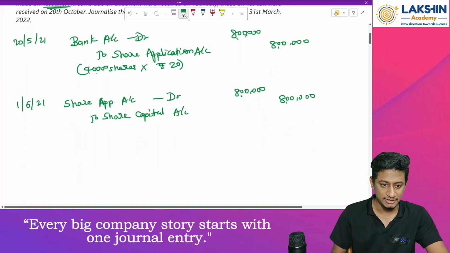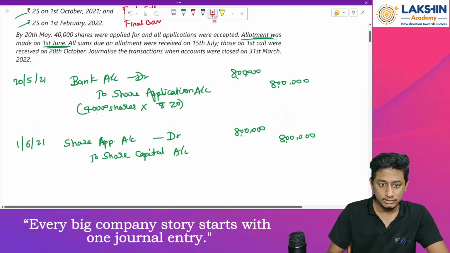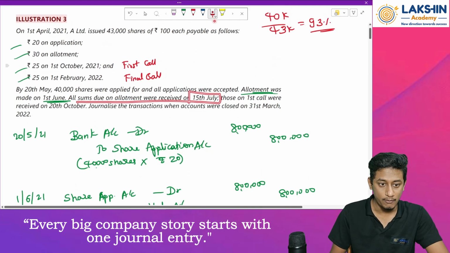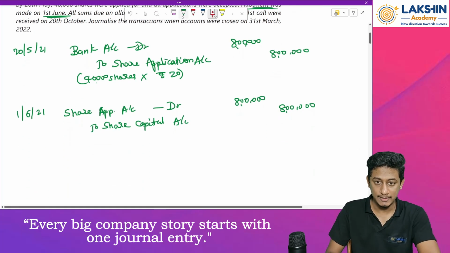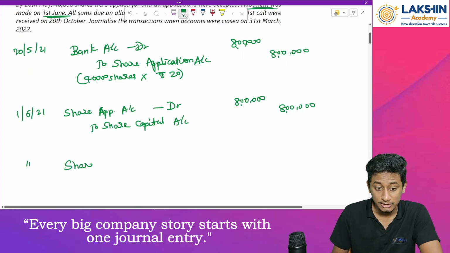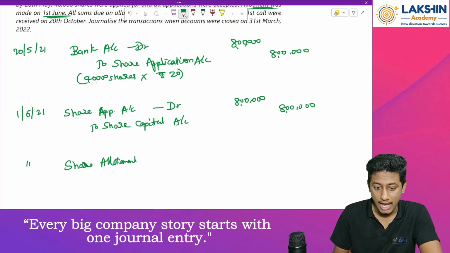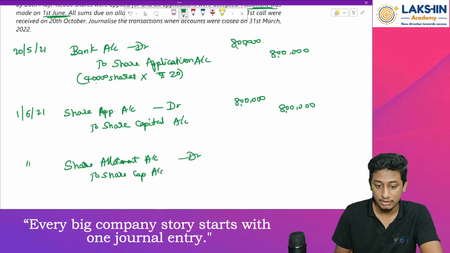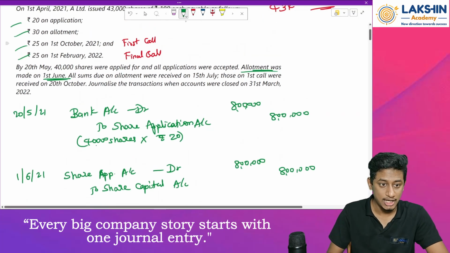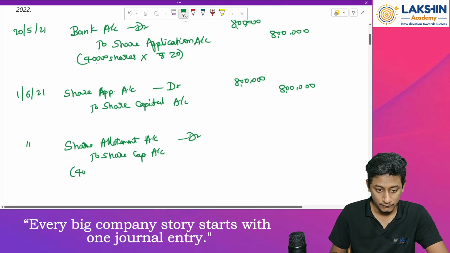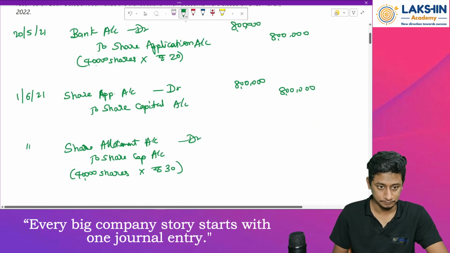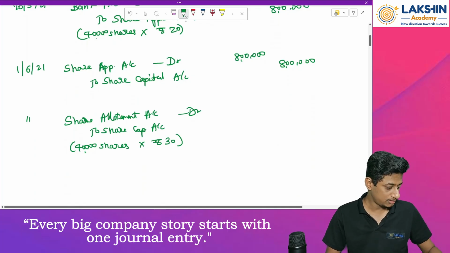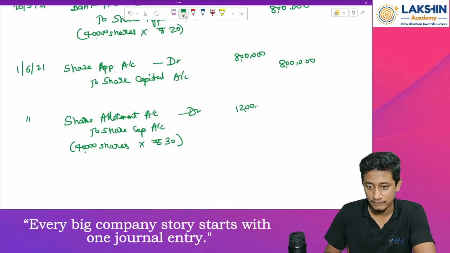So this is done. Now next, on what date? The sums due on allotment were received on 15th of July. But when was the allotment made? On 1st of June. So again, on the same date, share allotment account debited to share capital account. At this time, how much is the allotment? Rupees 30 per share into 40,000 shares. How much will that be? 12 lakhs. So 12 lakh rupees is the value of allotment. I should receive 12 lakh rupees on allotment from the people.